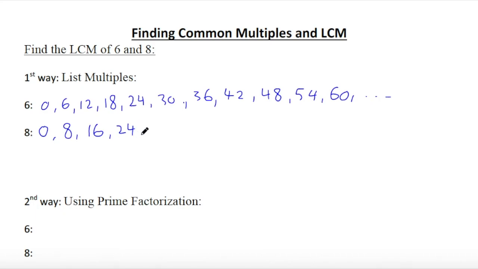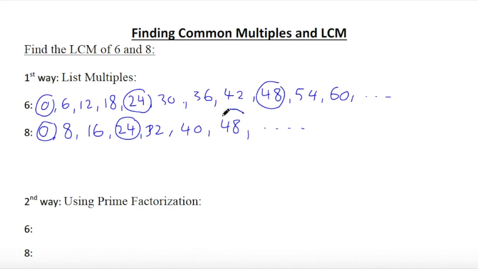For 8, starting from 0: 8, 16, 24, 32, 40, 48, and that's enough. You will find here the common multiples are 0 and 24 and 48. So common multiples are 0, 24, 48.